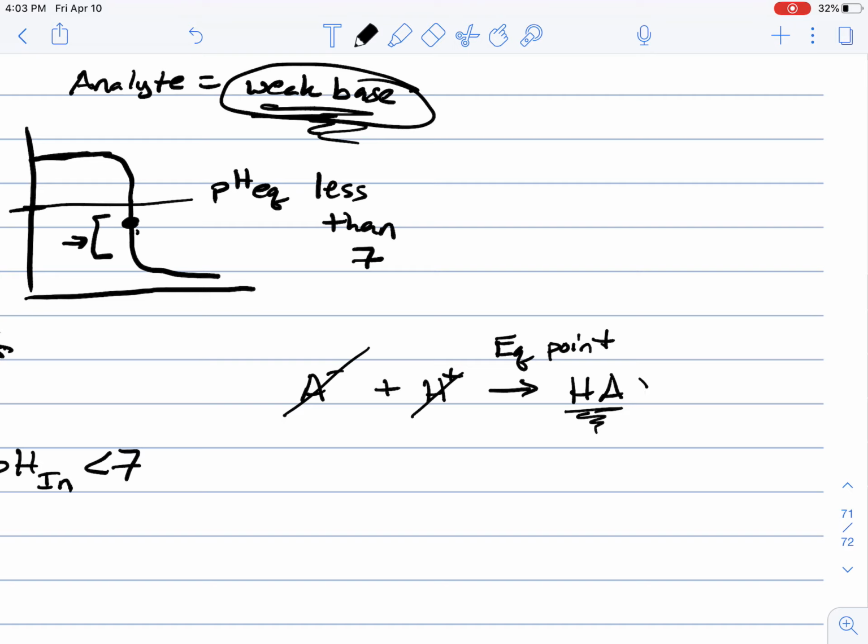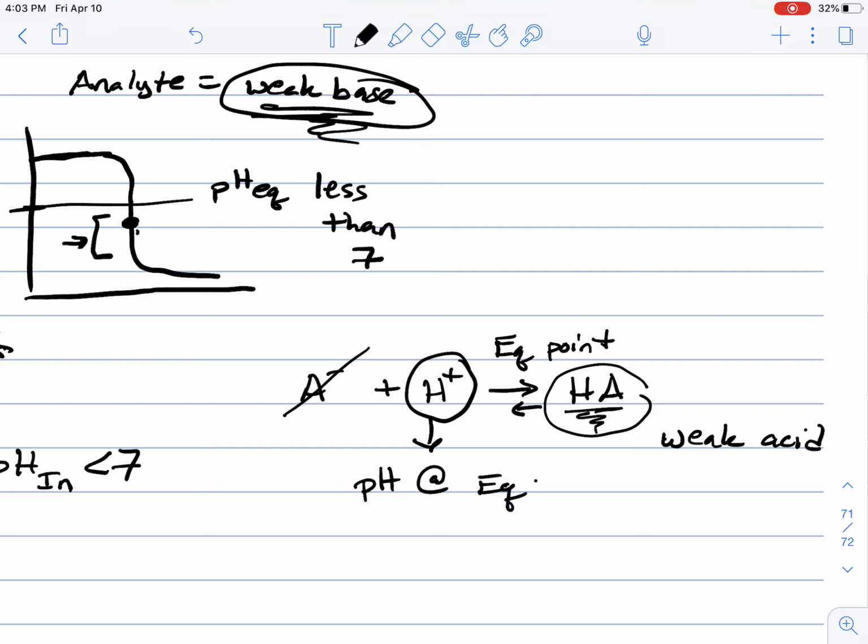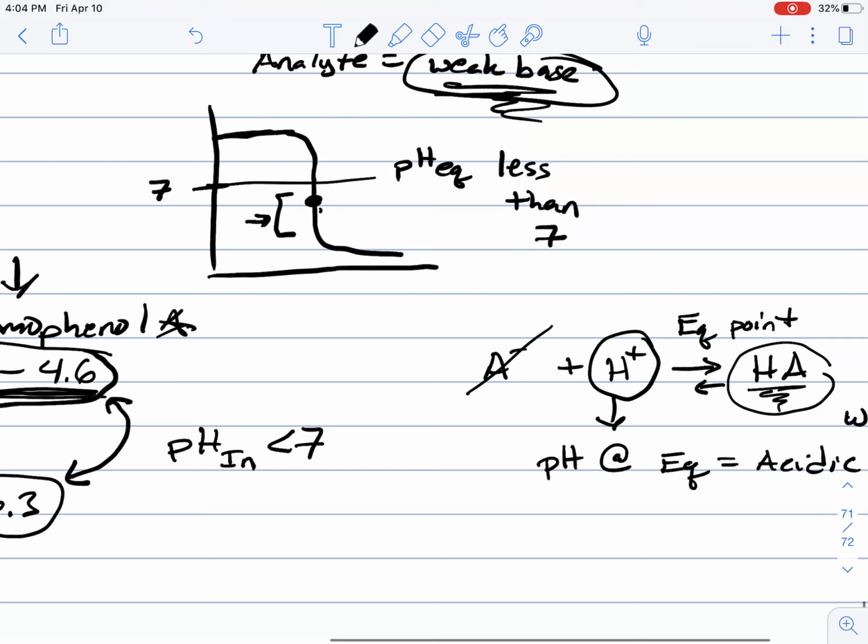And since HA is a weak acid, the conjugate weak acid of A minus, some fraction of it, not a lot, is going to ionize and go back in the reverse direction to reproduce this H plus. And since some H plus is formed, that means that the pH at the equivalence point is going to be acidic. Okay. All right.